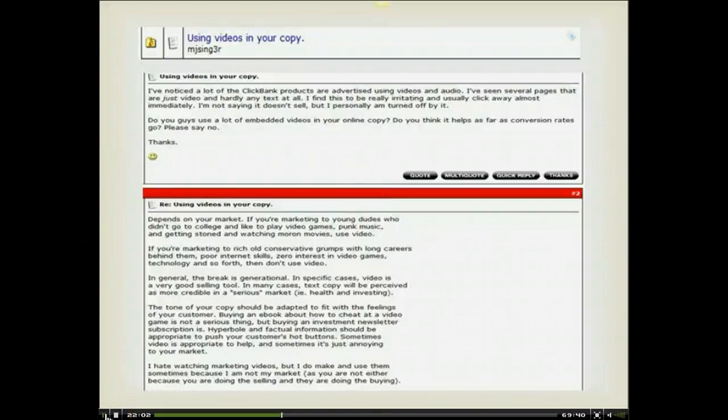deals himself. But I do make them and use them sometimes because I am not my market, as you are not either, because you are doing the selling and they are doing the buying. So you need to learn who your market is, and you need to become that person. He says, I'm not my market, but he should be the market because he needs to get to the place where he understands them, where he's actually walking in their shoes as well, because then he's going to know exactly which one of those categories he's actually marketing to.